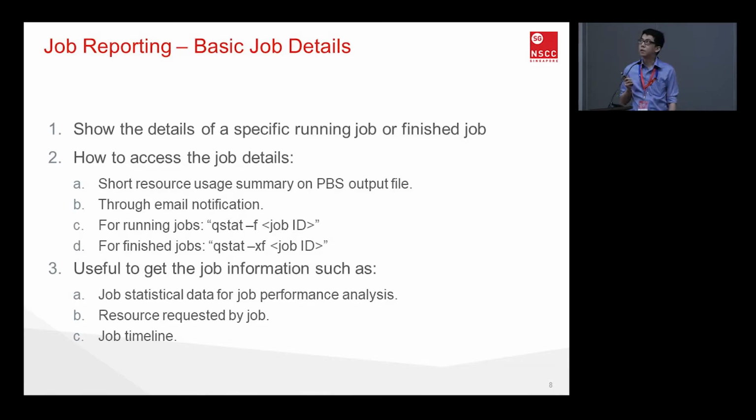The next one is regarding the basic job details. The job details basically show you the information of your jobs, for your running job or for your finished job as well. There are a few ways to access them. First, whenever your job finishes running, it will show a short usage summary in your output file. The second one is if you configure email notification in your job script, it will send you an email with a summary of your job. For more detailed information, you might want to run the qstat command with the -f parameter and then the job ID.